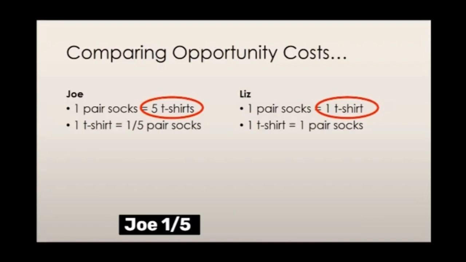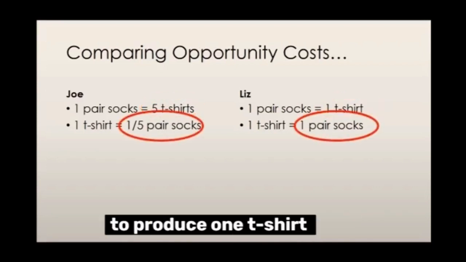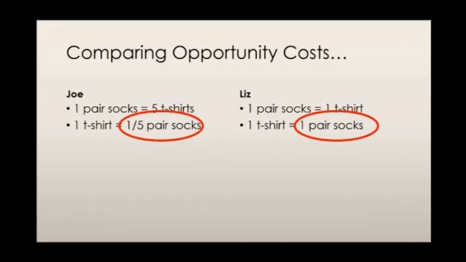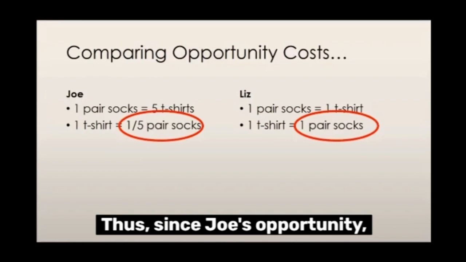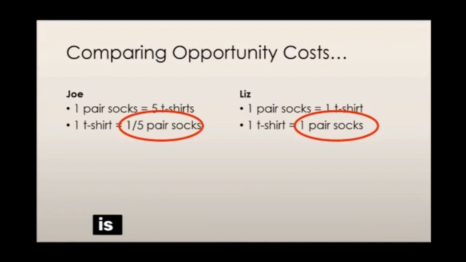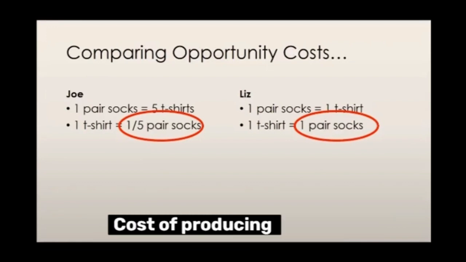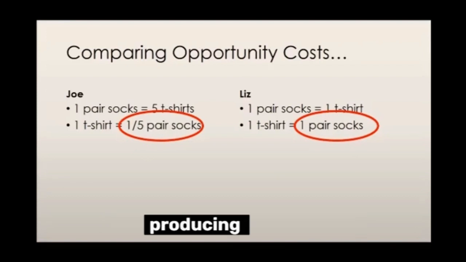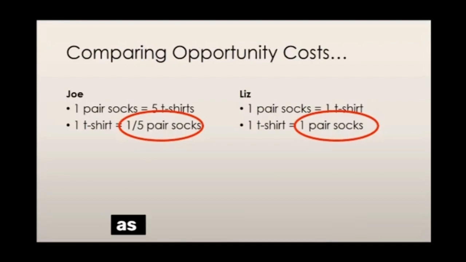producing socks. On the other hand, it costs Joe a fifth of a pair of socks to produce 1 t-shirt, while it costs Liz a full pair of socks to produce a single t-shirt. Thus, since Joe's opportunity cost of producing a t-shirt is lower than Liz's opportunity cost of producing a t-shirt, we can say that Joe has the comparative advantage in producing t-shirts.